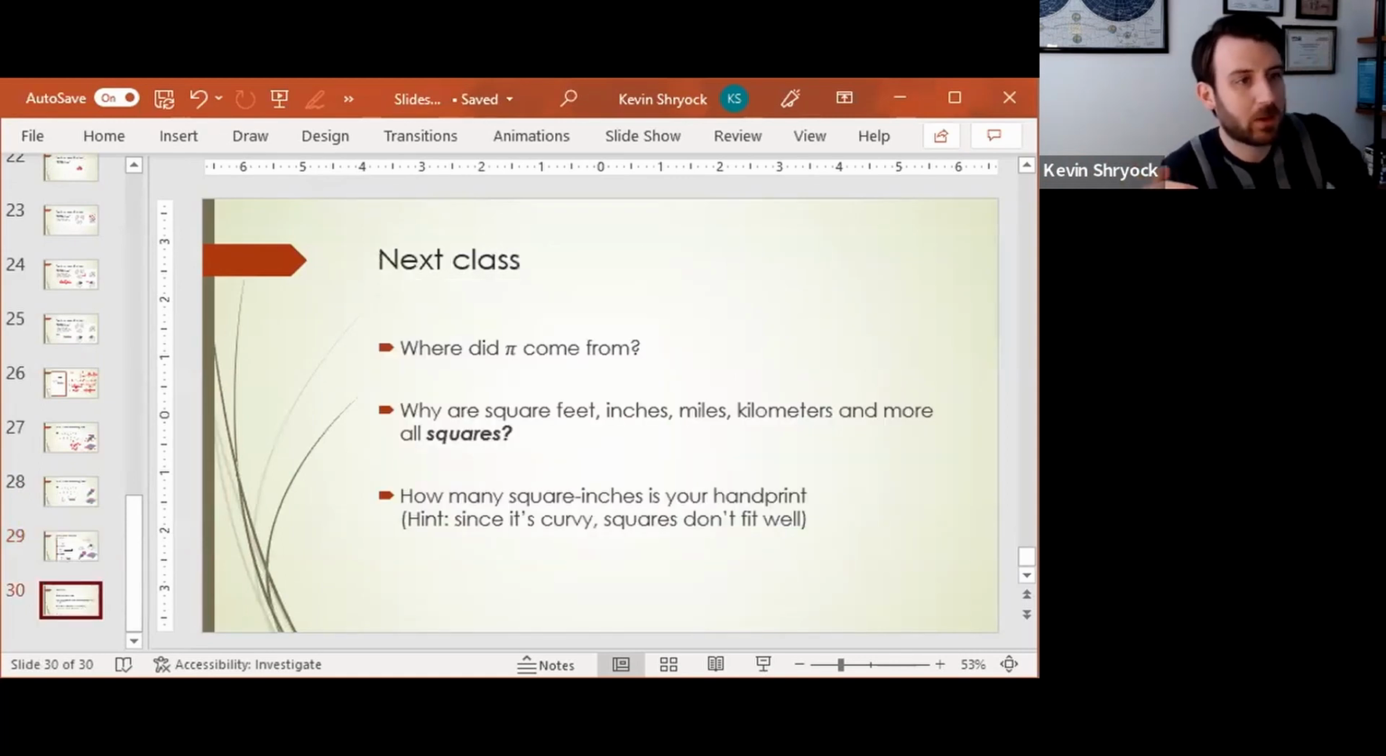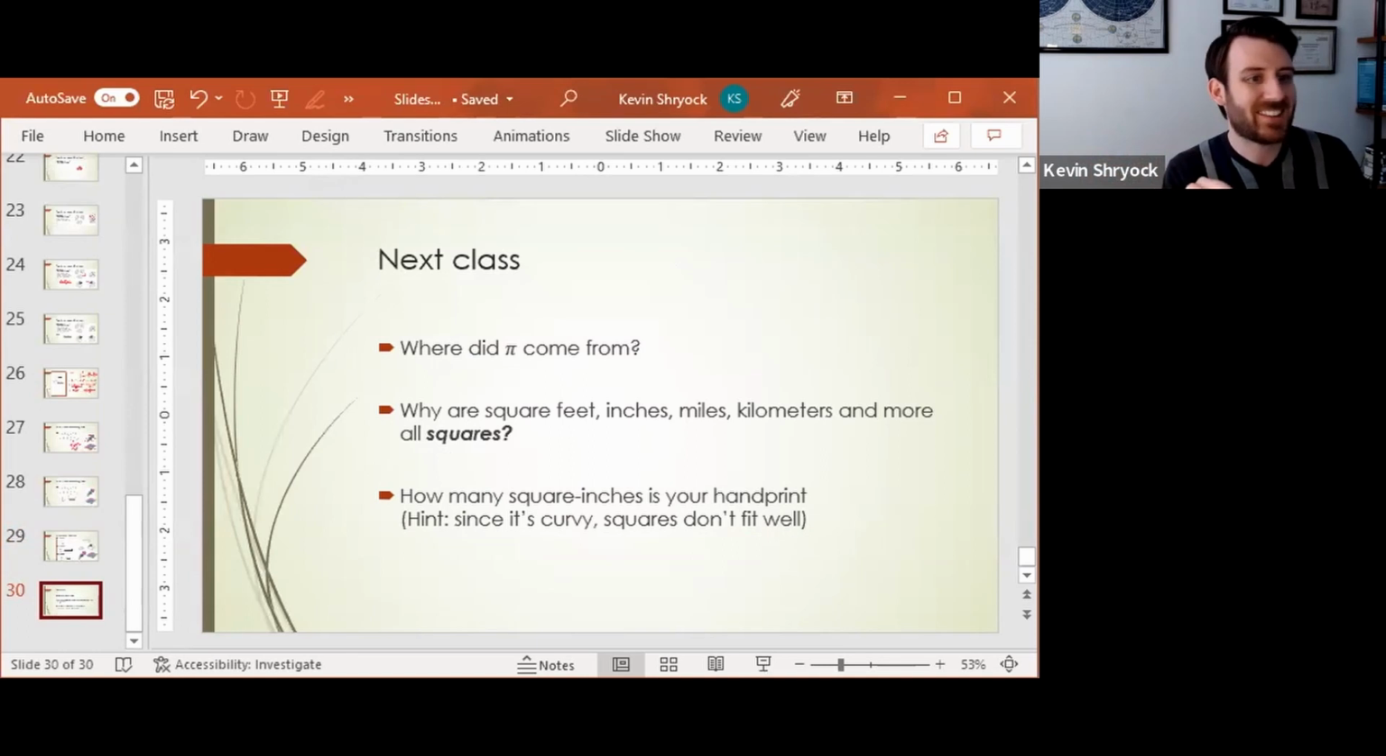So next class, what we're going to talk about is where did pi come from? We know that pi is a forever long number, but I don't know of anybody who's figured out how to measure forever yet. So how did that happen? Why do we call things square inches, miles, kilometers? Why are they all squared? Why not measure things in triangles? Why not measure things in circles, rectangles?